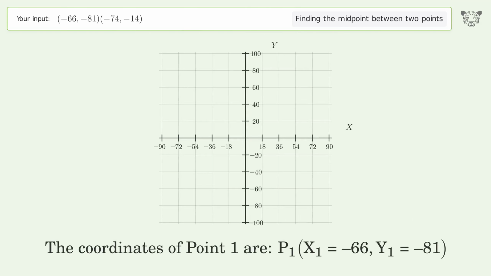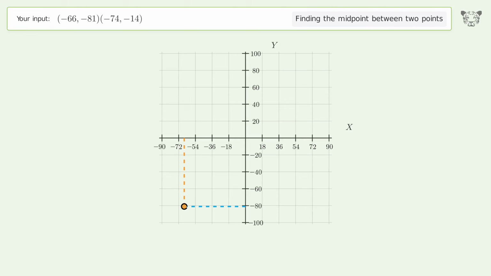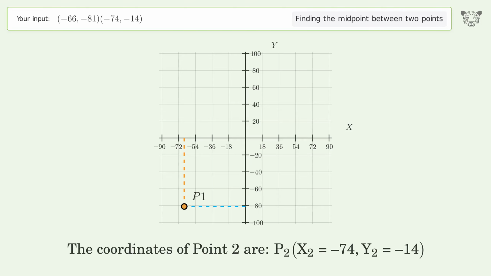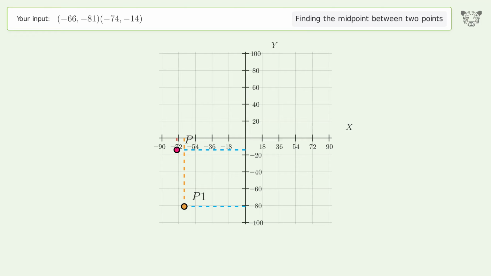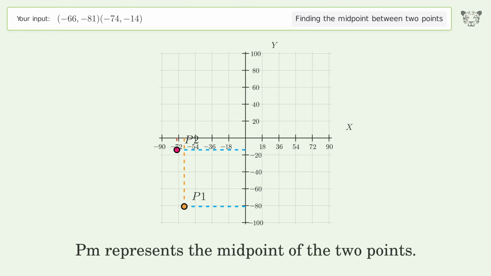The coordinates of point 1 are, x1 equals -66, y1 equals -81. The coordinates of point 2 are, x2 equals -74, y2 equals -14. PM represents the midpoint of the 2 points.